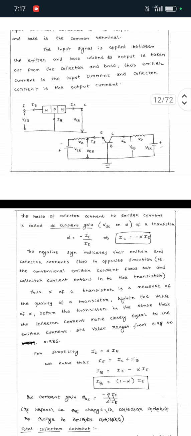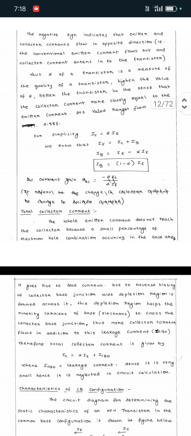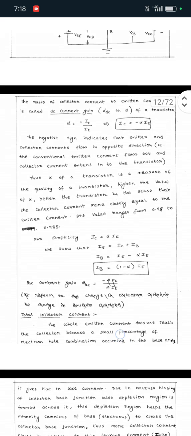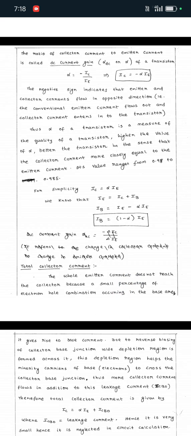Okay, the ratio of the collector current to the emitter current is given. Next, the output impedance of the common base configuration is given by the change in collector base voltage divided by the change in collector current IC. The current amplification factor of CB is given, right? So next we will discuss the input and output characteristics of the CB configuration.